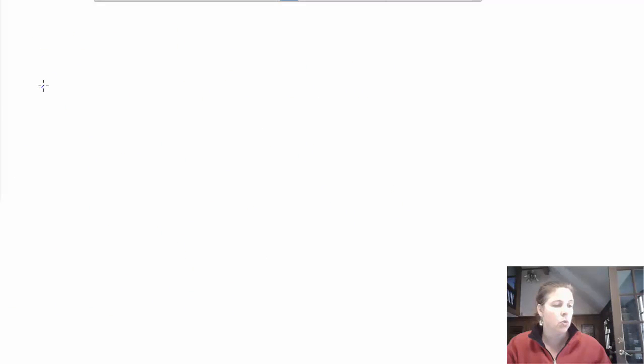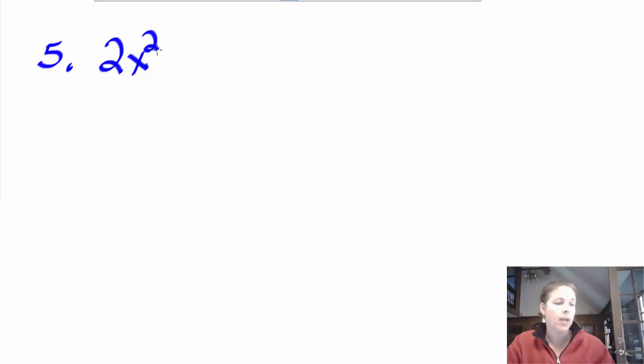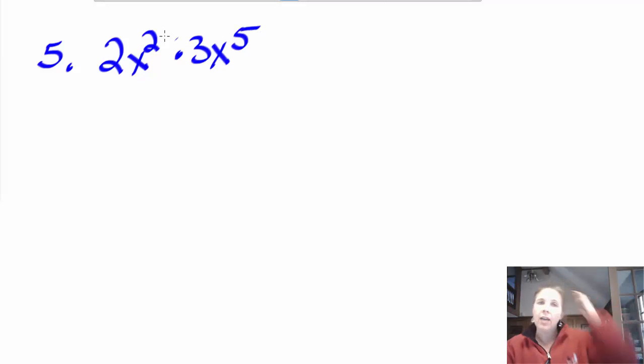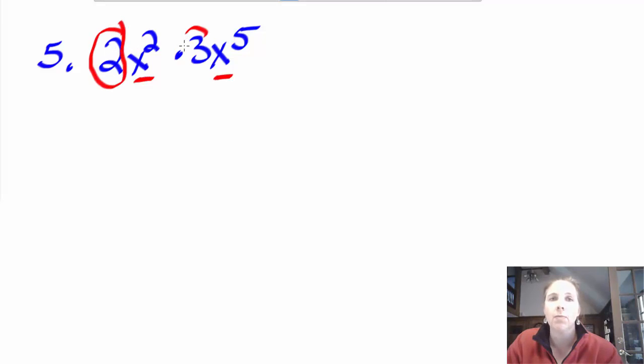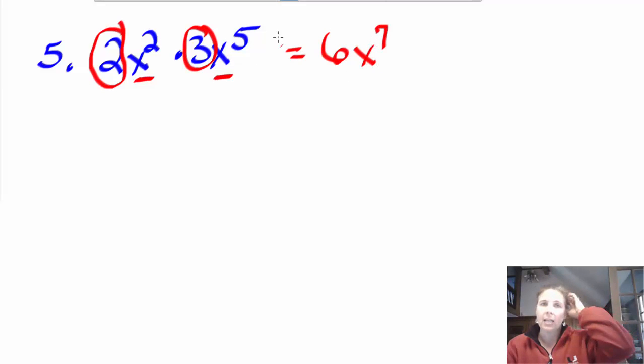Okay, let's do 2 more. I forgot what number I was on. 1, 2, 3, 4. So 5. 2x squared times 3x to the 5th. Remember that the base here is the x. The numbers are not the base. The number's not being squared. So we take our 2 and our 3 and we multiply them together to get 6. And then we add our exponents. So it would be 6x to the 7th.